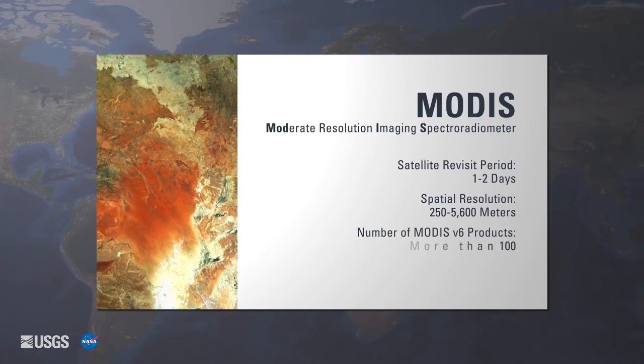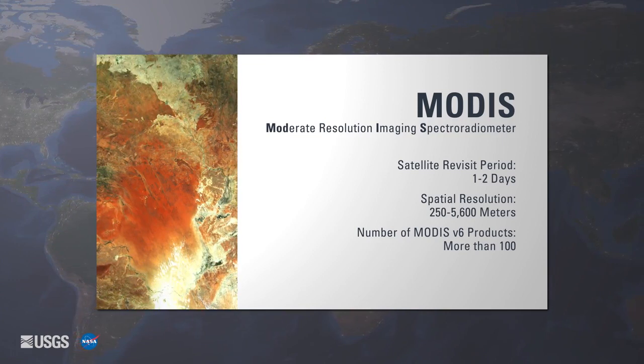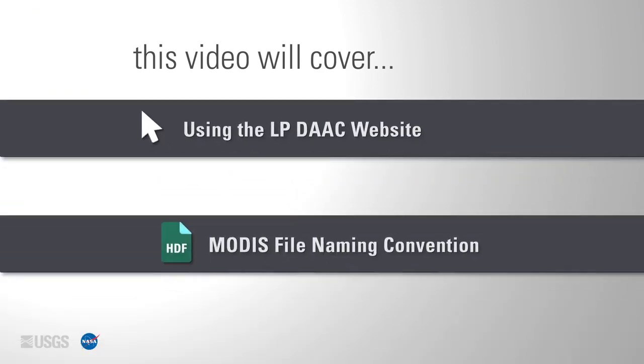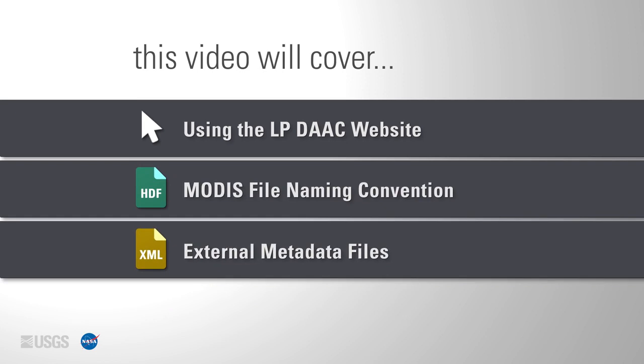The LP DAAC currently distributes more than 100 MODIS version 6 products covering surface reflectance, temperature, and more. This video will cover how to learn more about MODIS version 6 data using the LP DAAC website, the MODIS file naming convention, and the external metadata.